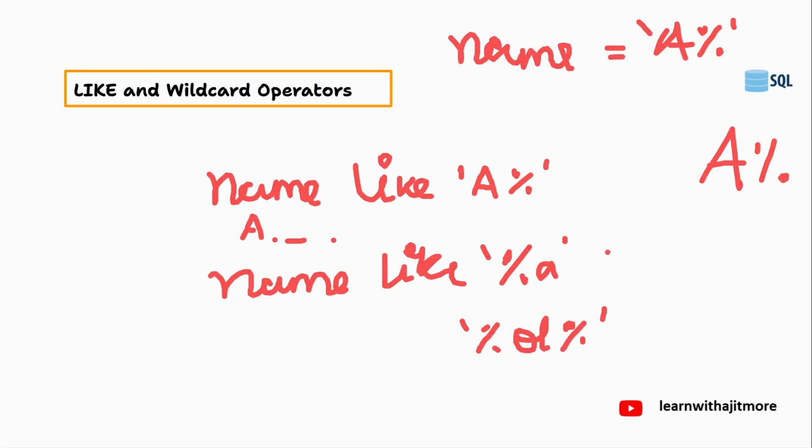Suppose I write underscore A and then percent. In this case, what will it do? Just now I told underscore means how many characters? Exactly one. Percent means zero or more. So it checks the second letter strictly A: first character anything, but exactly one character, second character exactly A, and after that anything. I hope you got it.